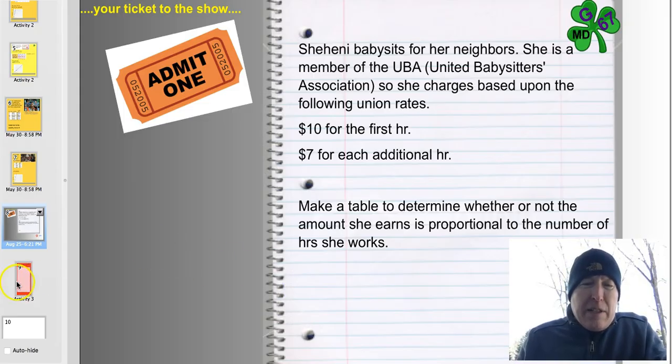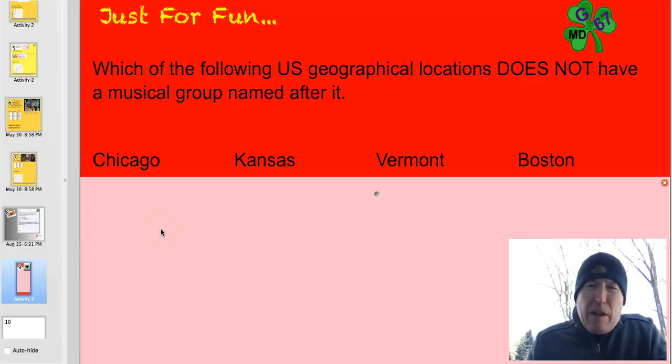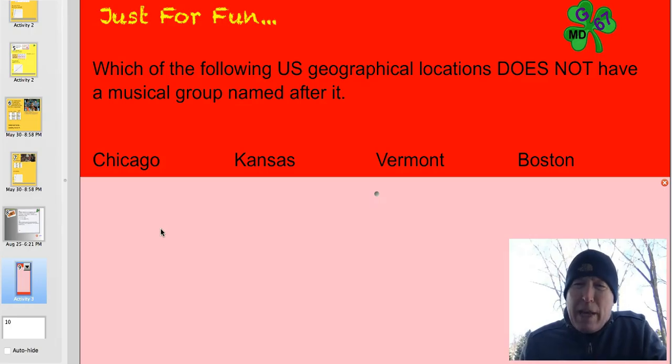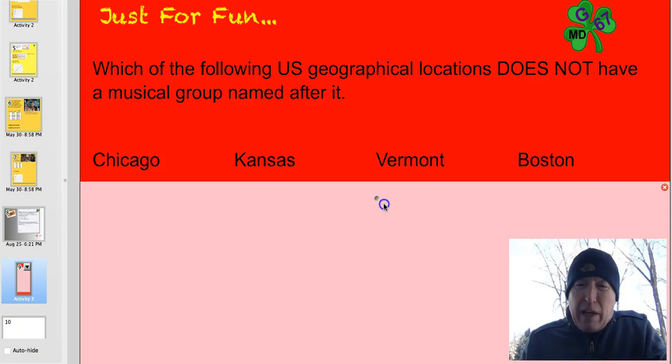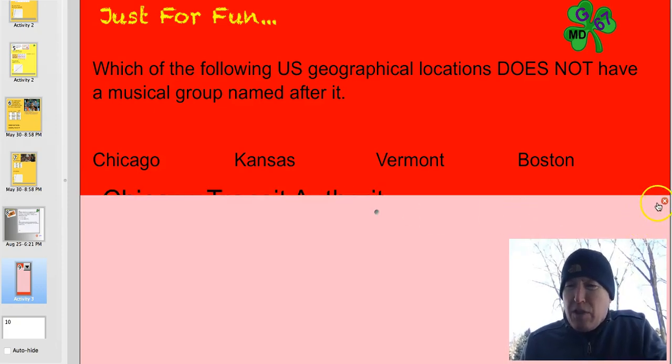All right, let's get to the trivia question. Which of the following U.S. geographical locations does not have a musical group named after it? Well, let's just scroll down and see. I'm going to shut this off.